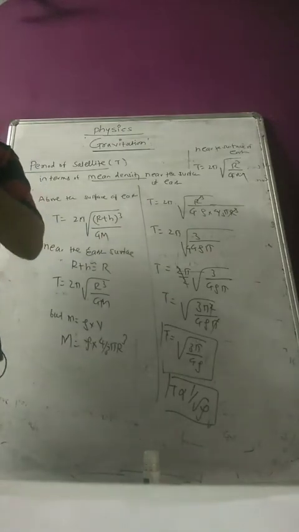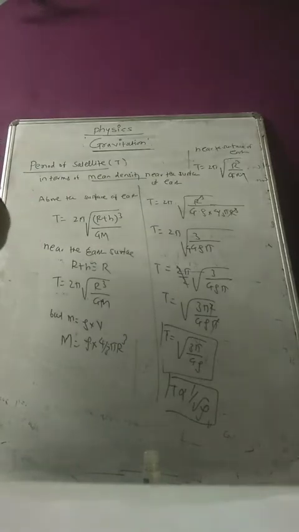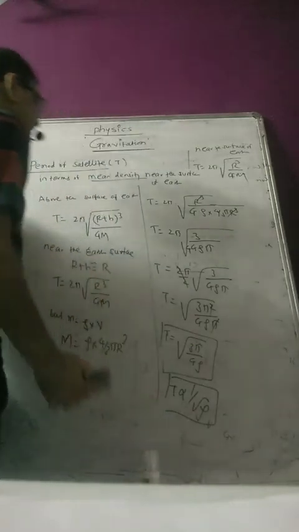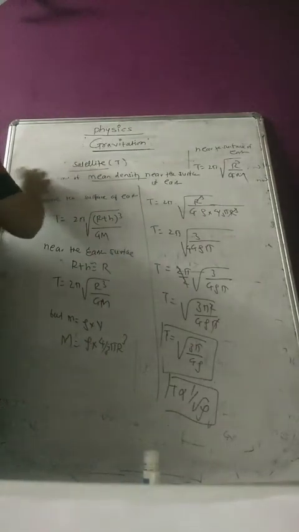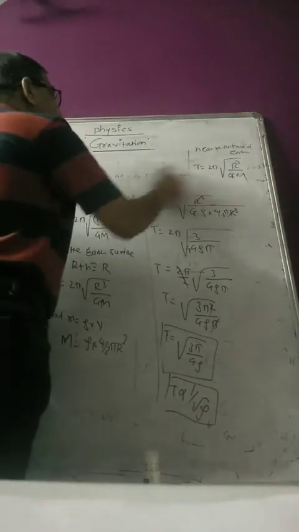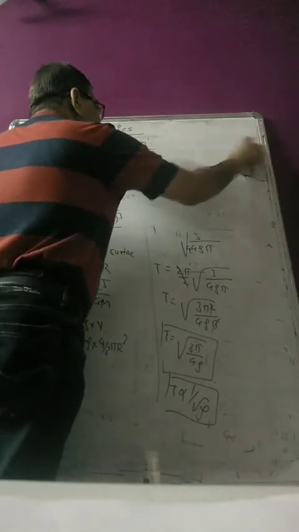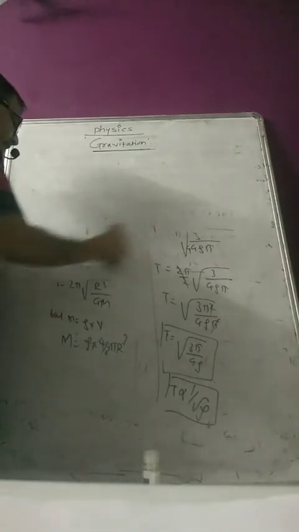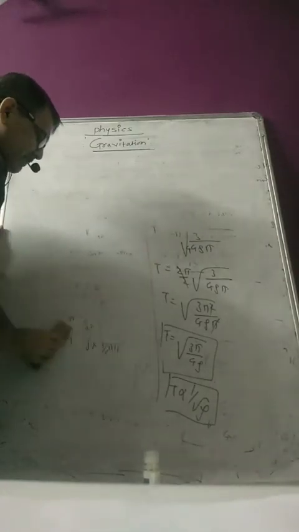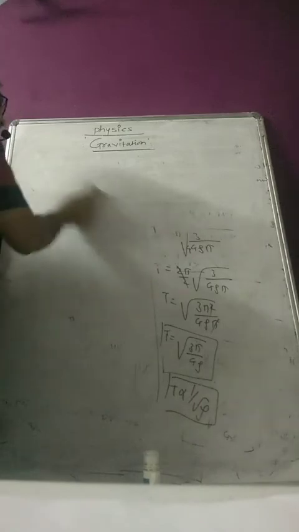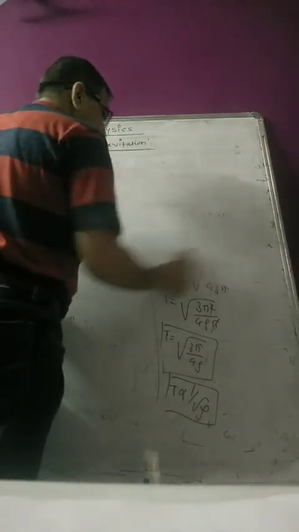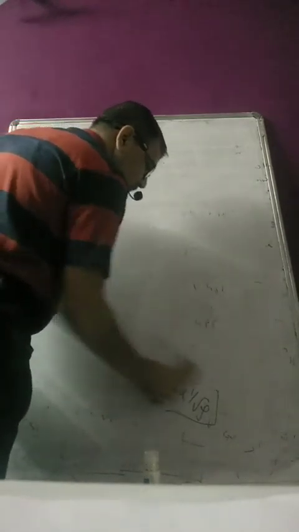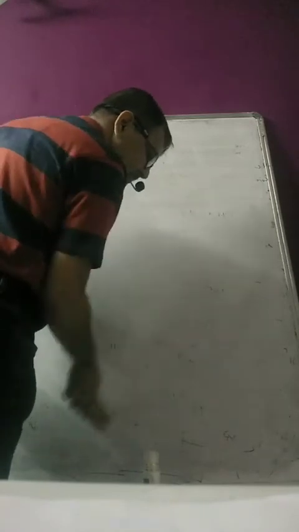Once you got that expression, then we can come to the point: what are Kepler's laws of planetary motion? Kepler has given the 3 laws for planetary motion. So those laws also you can see, and then we can go for some numericals also. Okay, so now what are the 3 Kepler's laws of planetary motion? You must be familiar with the 3 laws of Kepler for planetary motion. Okay, so tell me which are the 3 laws?